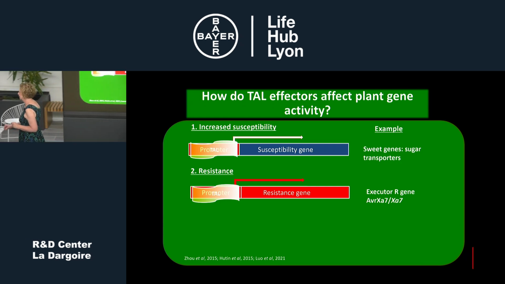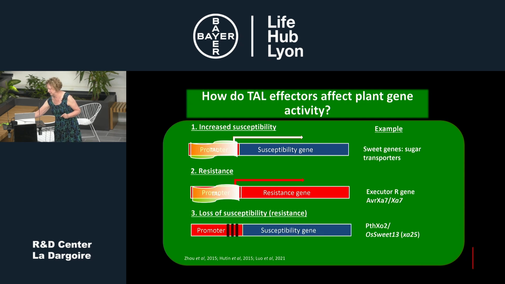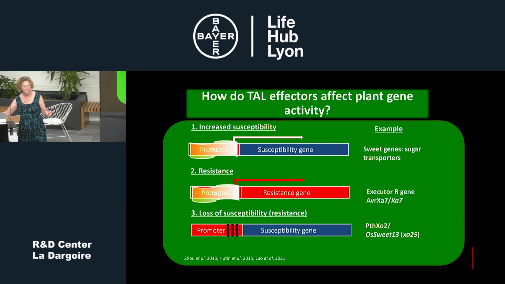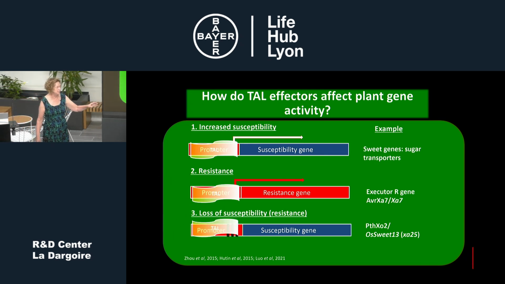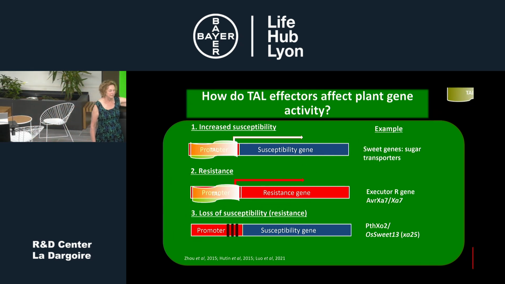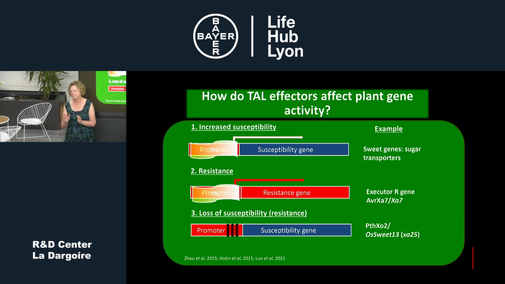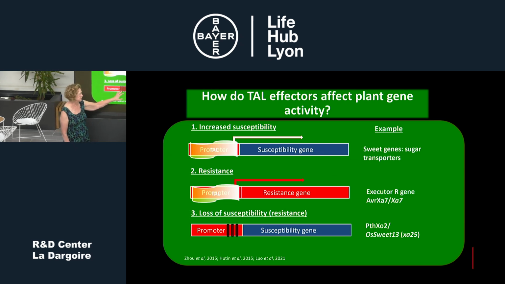However, the story is more complicated because for some TAL effector elements, the resistance is when they cannot bind to the promoter because it's been mutated. And so the susceptibility gene is not activated. So you have resistance because you don't have activation of susceptibility. So that's the mechanism that many resistance genes use.